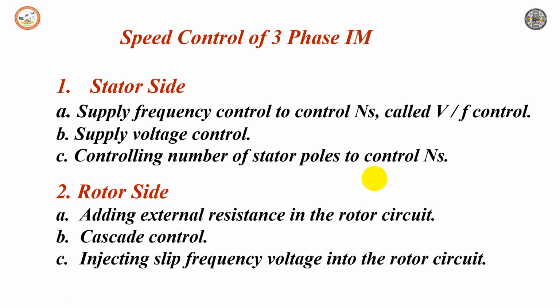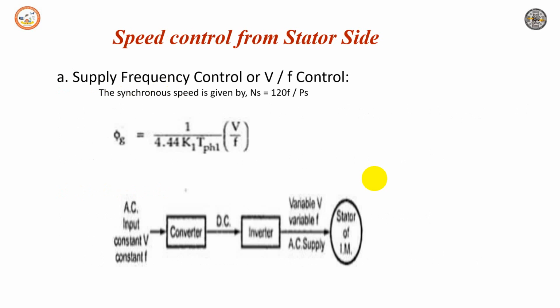So for that, we know the torque equation. Torque is proportional to S E2 square R2 divided by R2 square plus (S X2) whole square. Using the torque relation, we can see that speed can be controlled either by changing the synchronous speed or by changing the slip. Similarly, the speed of a three-phase induction motor is given by N = Ns (1 - S). That means I can change the speed of the rotor by changing the Ns value or by changing the slip.